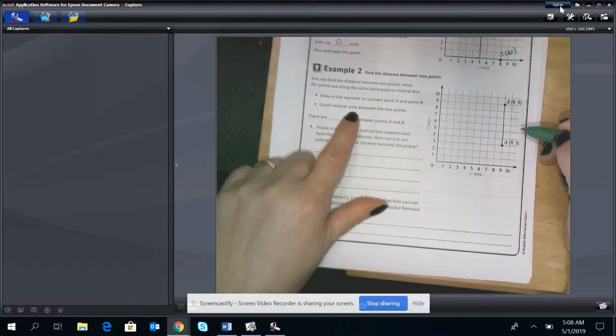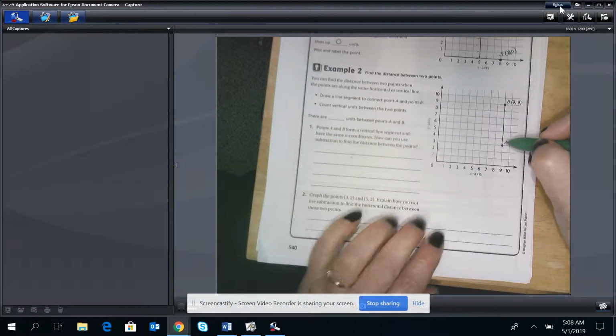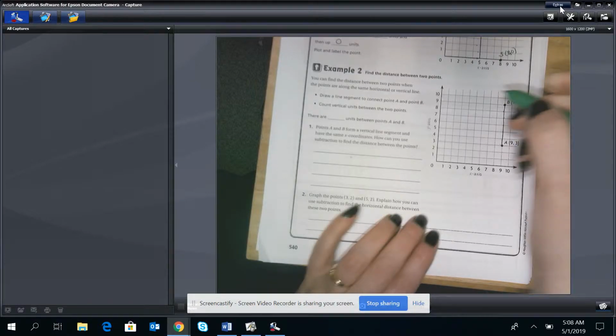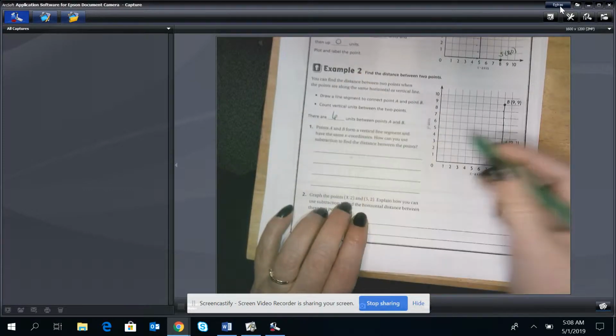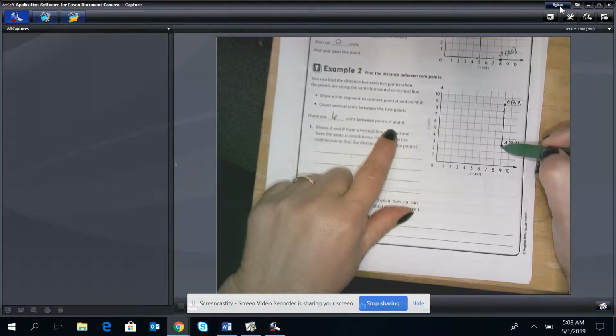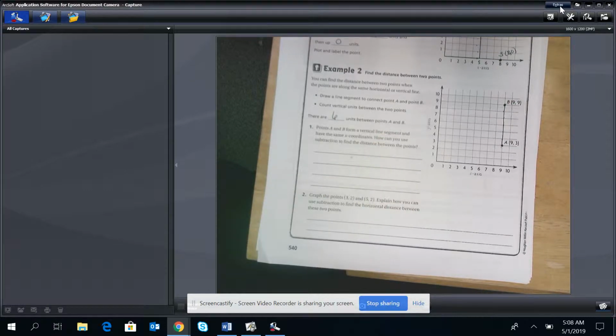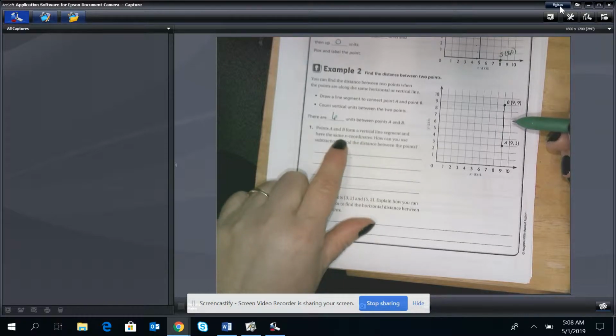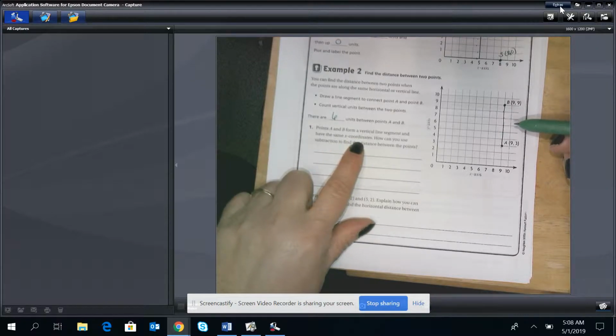Count the vertical units between the 2 points. Okay, so they want us to count: 1, 2, 3, 4, 5, 6. So there are 6 units between A and B. Points A and B form a vertical line segment and have the same x coordinates.